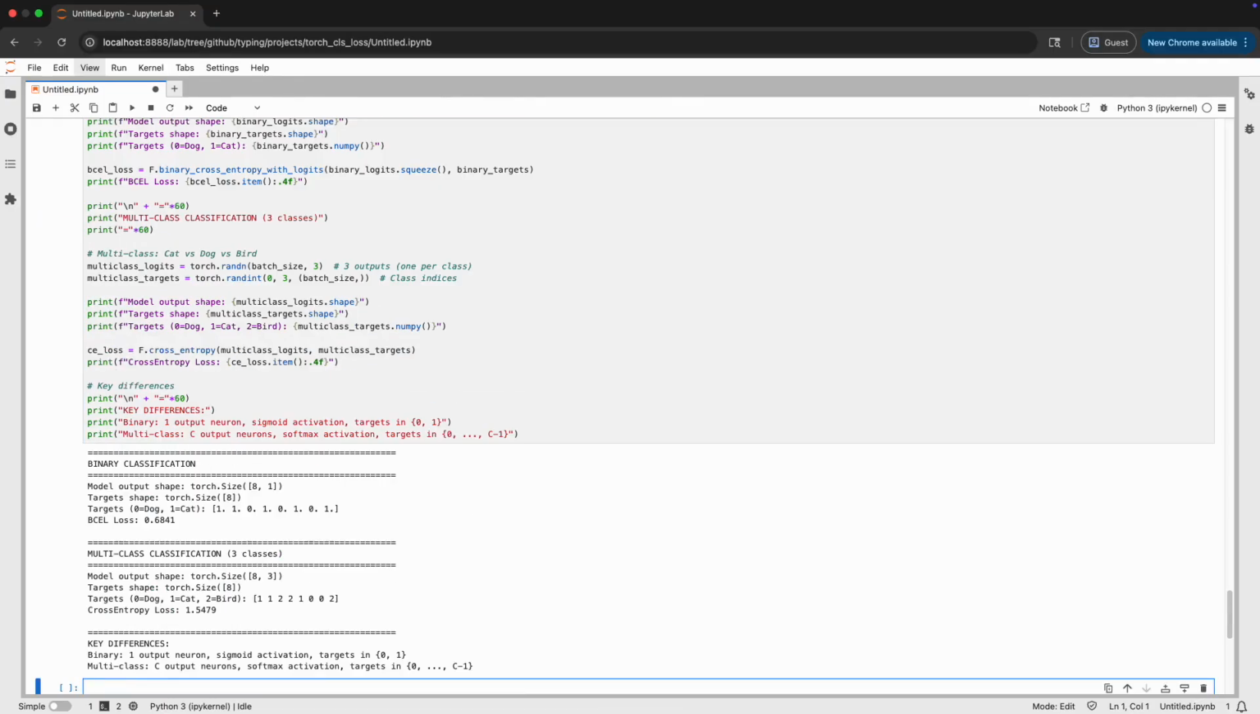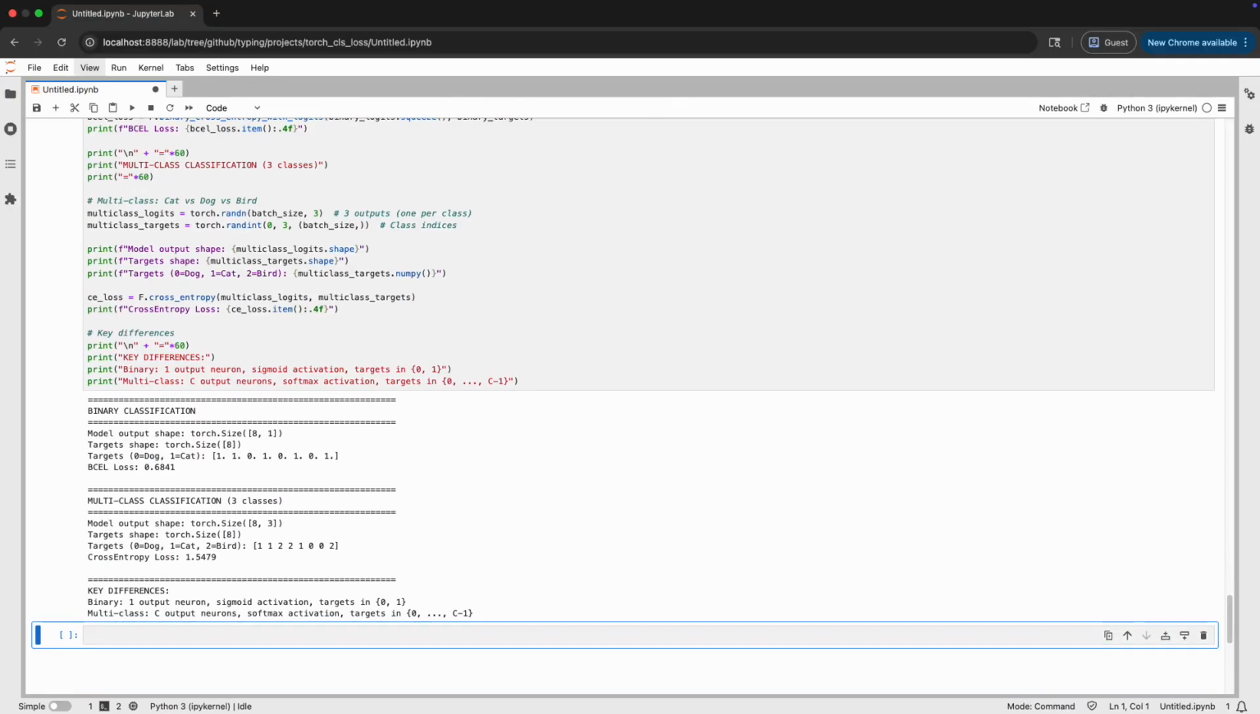Excellent comparison. For binary classification, we have 8 samples with single outputs and binary targets showing a mix of cats and dogs. The BCEL loss is 0.6841. For multi-class with 3 classes, we have 8 samples with 3 outputs each, and targets showing indices for dog, cat, and bird. The CrossEntropy loss is 1.5479. The key takeaway is that binary uses 1 output with sigmoid, while multi-class uses C outputs with softmax.